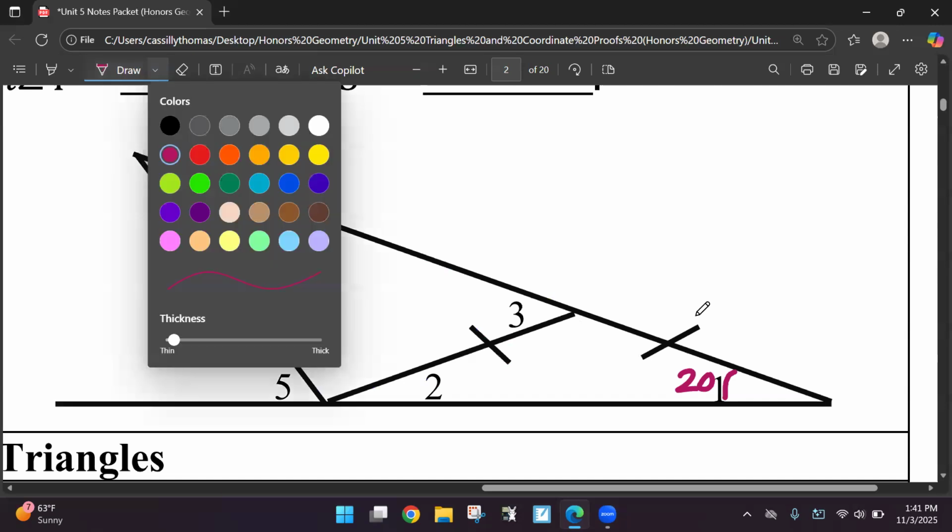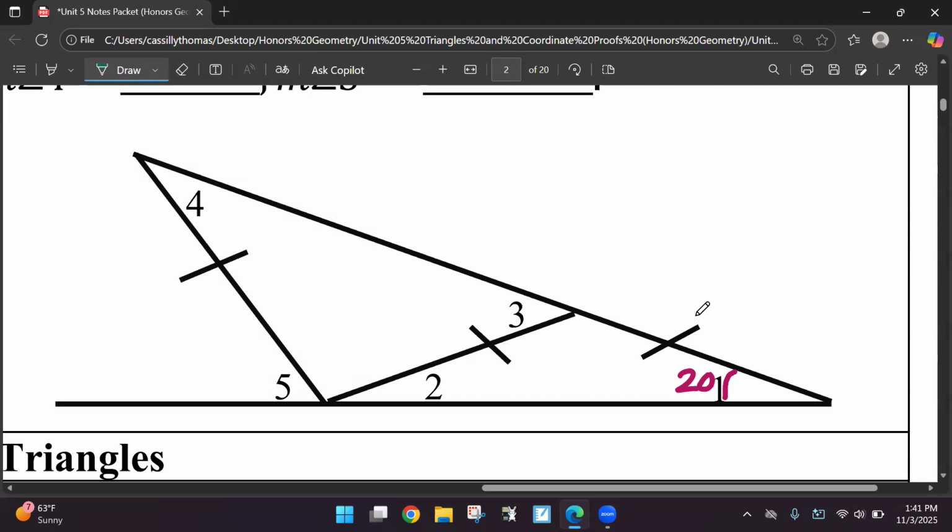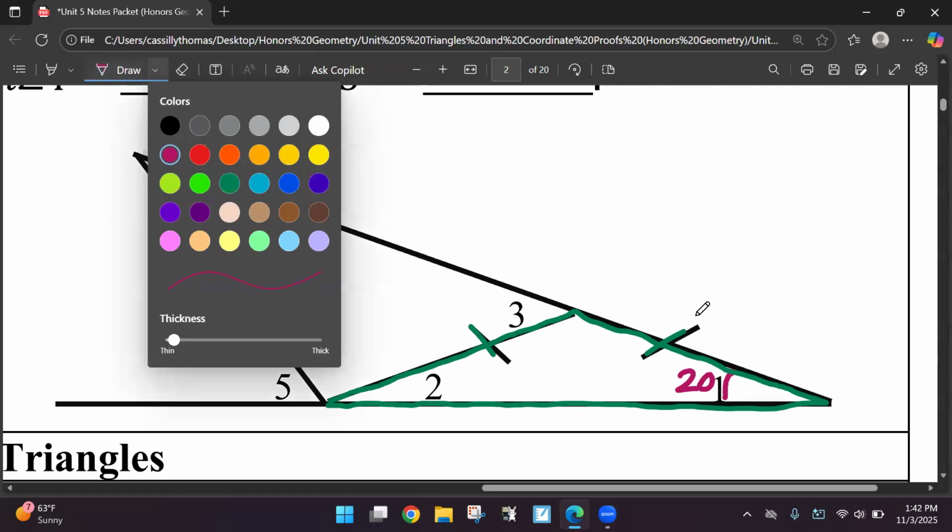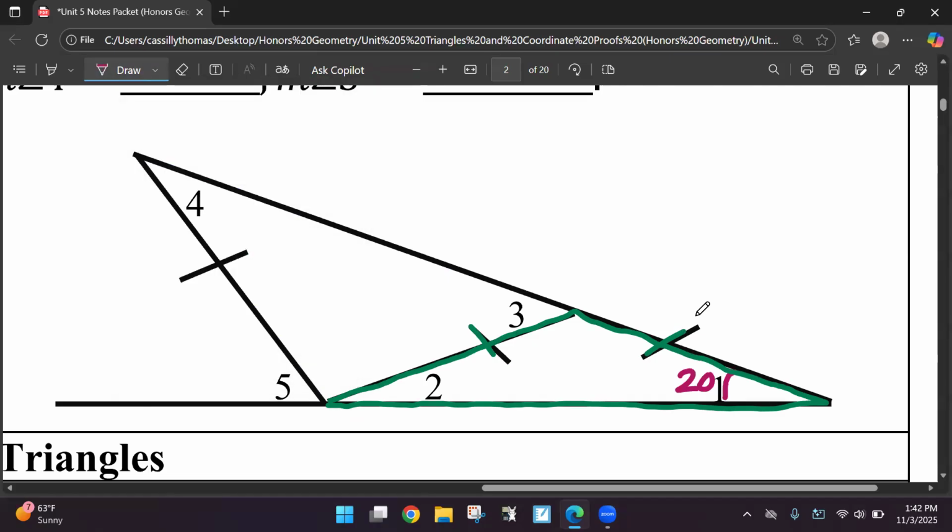We need to be careful on this problem because there's really no written information. We have to look at our picture for clues. If we look at just that green triangle there, it's an isosceles triangle. Since it's an isosceles triangle, we know that base angles are congruent. So angle 2 is also 20 degrees. Since we have two angles that are 20 degrees, we get this top angle for free.